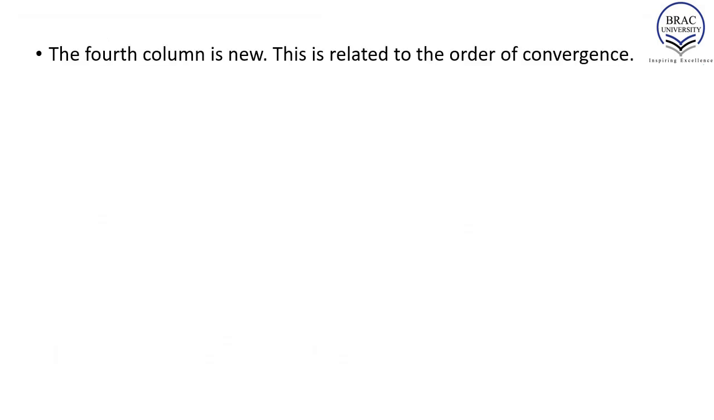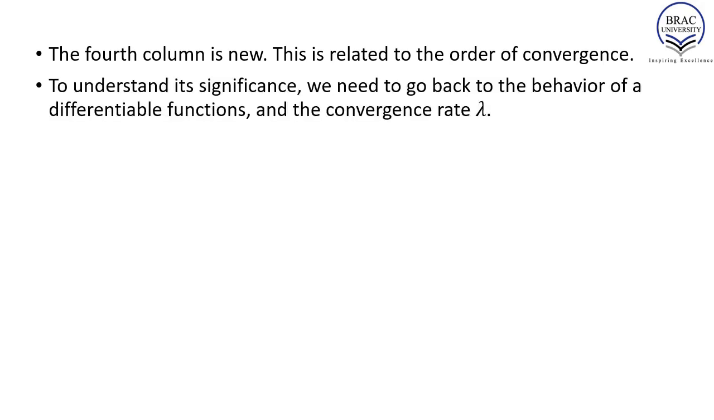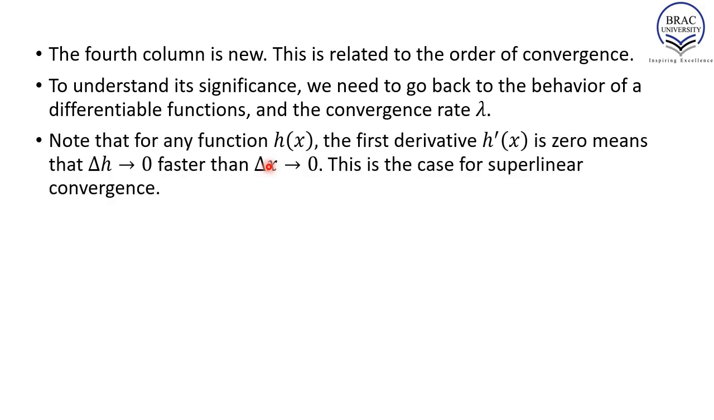Now the fourth column is new. Of course, it is related to the order of convergence. What it means is the following. To understand its significance, we need to go back and recall the meaning of convergence rate, lambda, and the differential behavior of a differentiable function.